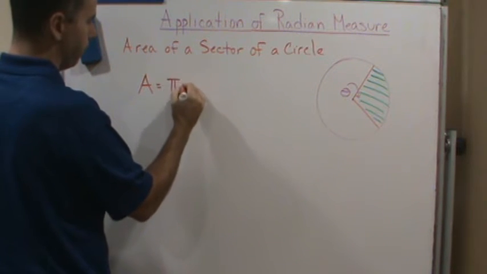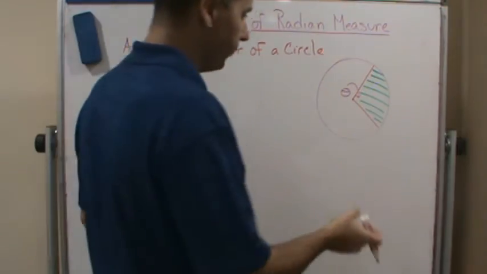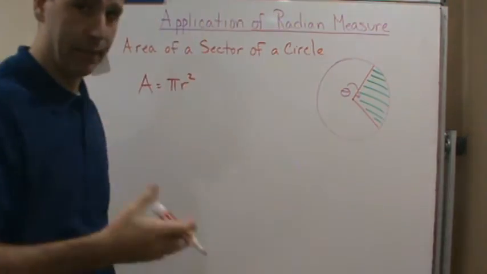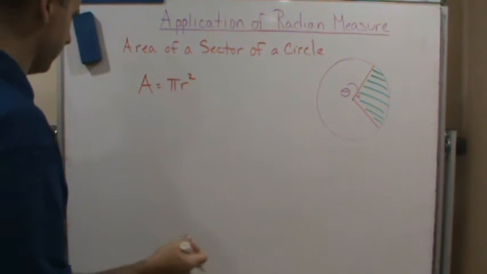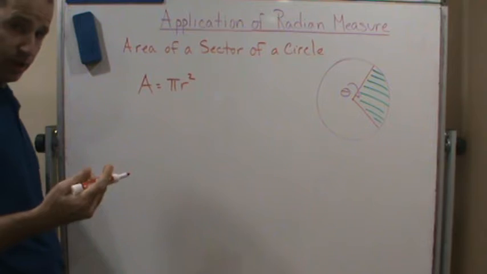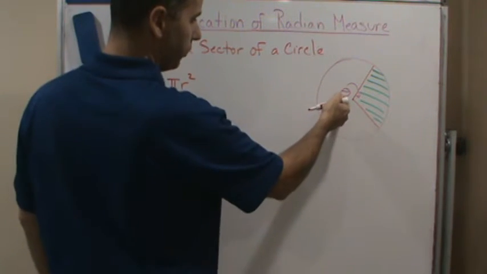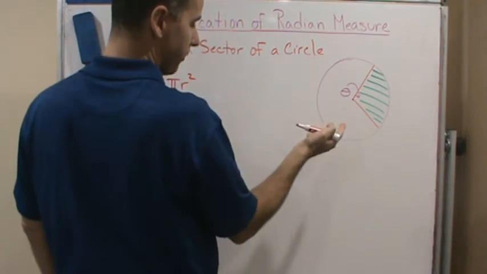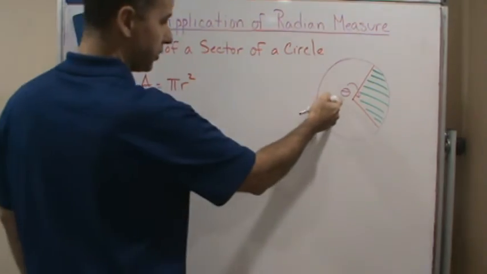It's pi r squared. But just like we did with arc length, we're not taking the area of a whole circle. We're taking the area of a portion of the circle, a wedge, a sector of the circle. So it's a fraction of the area of the circle. So guess what? We're going to do the same thing. We're going to take a fraction of the area. So what's the fraction? Well, it's going to be based on the central angle again. So it's going to be a fraction of the angle.